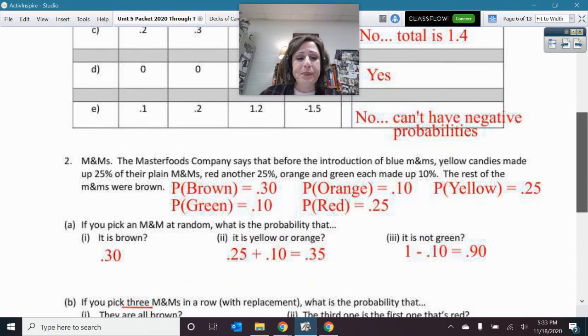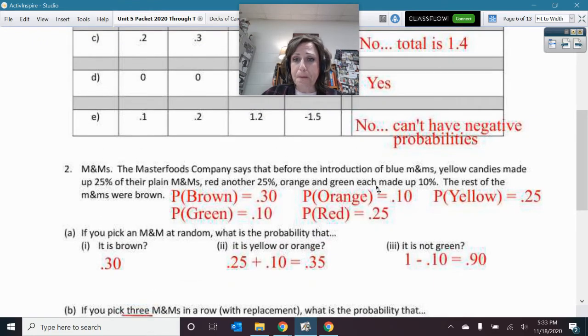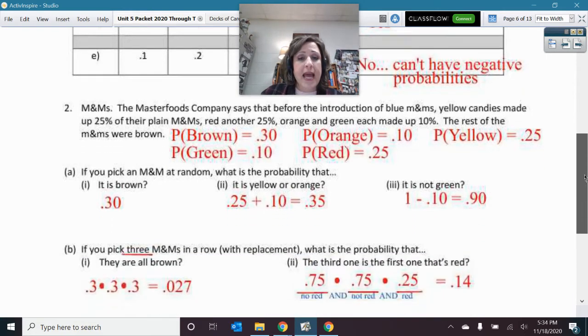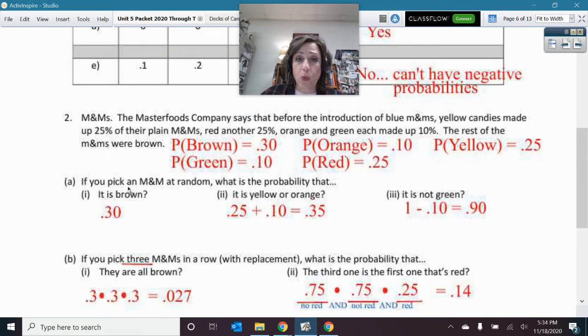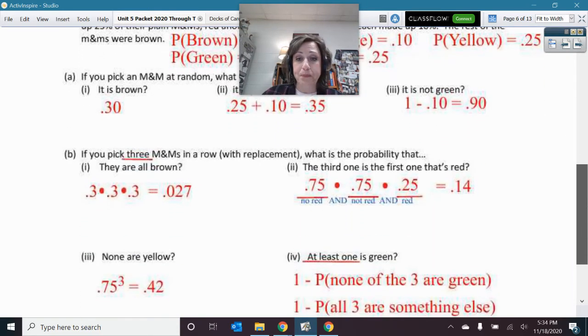All right, next, I just did a little summary here of the proportions of those colors that the M&M's company has. Now here we were just picking one M&M, so there was just one event. So brown is 30%. Now yellow or orange means that one event could be this or that because there's no overlap. So there's that. Not green, that's the complement, so everything except for green. So I could have also just added all the other colors up besides the green.